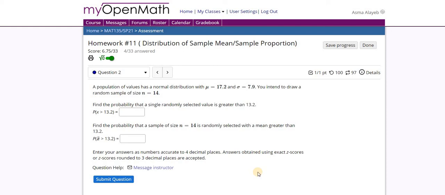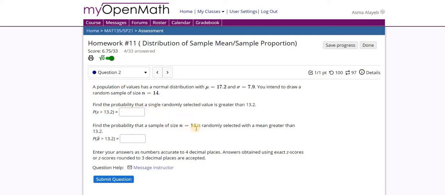Hello students, this is another example of the distribution of sample mean. A population of values has a normal distribution with a mean of 17.2 and a standard deviation of 7.9. You intend to draw a random sample of size n is equal to 14. Then the questions are asked.